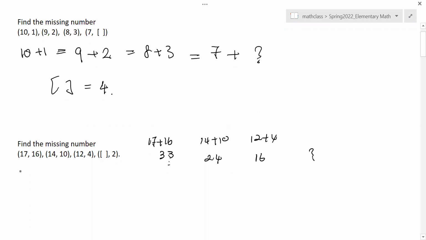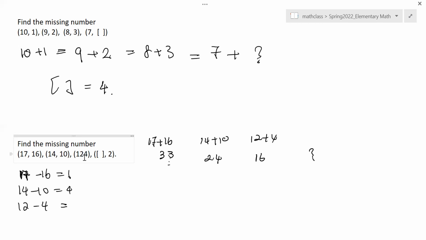It's not over. Then you take the difference: addition, multiplication, subtraction. So 17 minus 16 equals 1. 14 minus 10 equals 4. 12 minus 4 is going to be, let me check. Did I type it wrong? I think I typed it wrong here. I'm sorry for that. This is impossible to solve. Nobody got it. There are some mistakes here. I'm going to copy it.